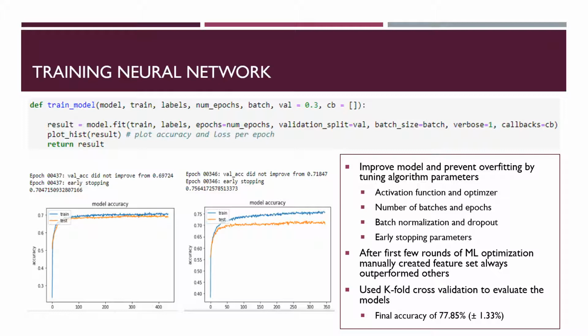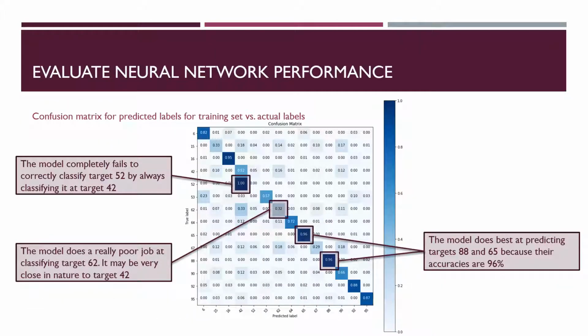The next method I used to evaluate the model was to use k-fold cross-validation. This splits the data into n groups and then trains on n-1 groups. Once all the groups have been iterated over, the individual metrics can be combined to get a more accurate description of the model's performance. Using 5 folds, the accuracy of my model was almost 78% with a standard deviation of 1.33%. I used the confusion matrix to see how accurate the model was for predicting individual targets.